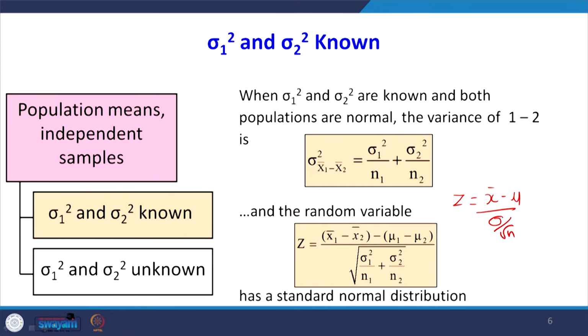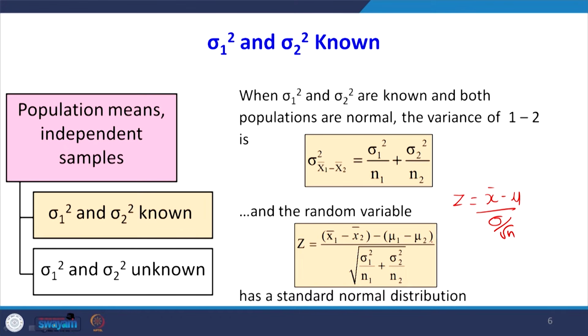So, in this formula, previously for one sample we had taken only one sample, here there are two samples, that is, we are finding the difference of the two samples. So, it should be x1 bar minus x2 bar. Previously we assumed one population mean, now we are going to find the difference of the two population means.